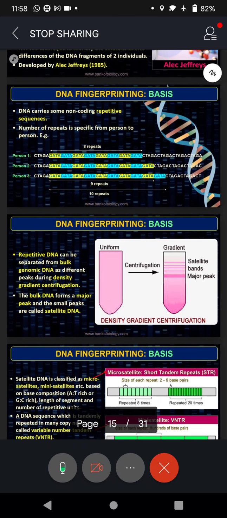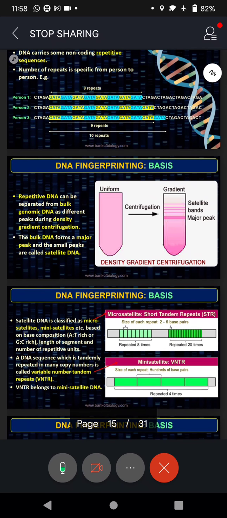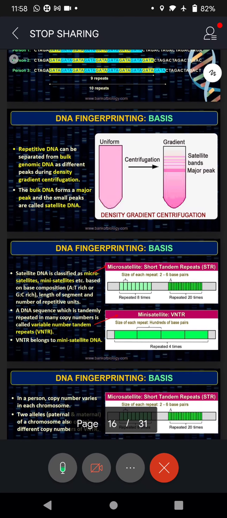Repetitive DNA can be separated from the bulk genome of DNA as different peaks during density gradient centrifugation. What we do? We don't study the entire length of DNA in a criminal case, in a rape case, or in a biological parental issue. We go for only these mini satellites, and we make the DNA undergo centrifugation and separate those satellites. That is the purpose. So bulk DNA forms a major peak, and the small peaks are called satellite DNAs.